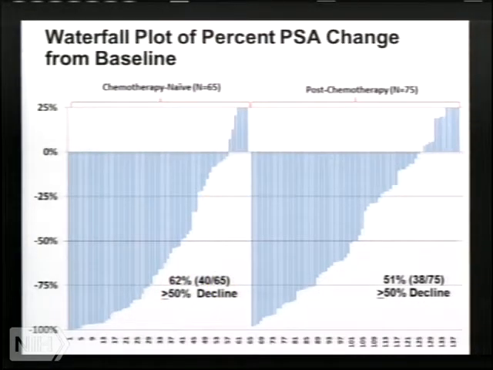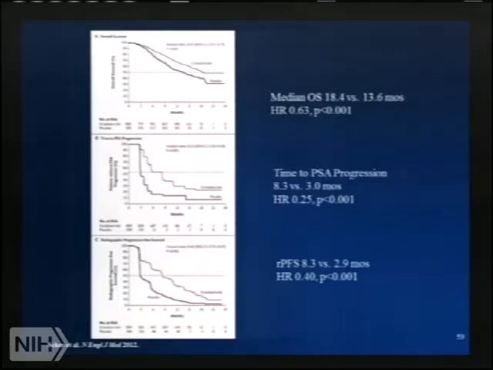So what did this drug look like? Well, early on in the initial phase 1 and phase 2 studies, what you saw was that a substantial proportion of patients had nice decreases in their PSA with this agent. And these are much better than you'd see with chemotherapy, for instance. You see a little over half of the patients, whether they're chemotherapy naive or after chemotherapy, had declines in their PSA of at least 50%.